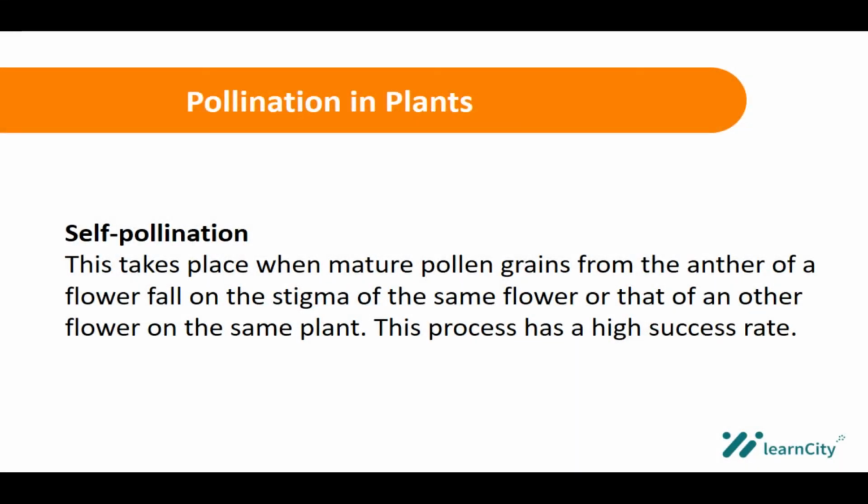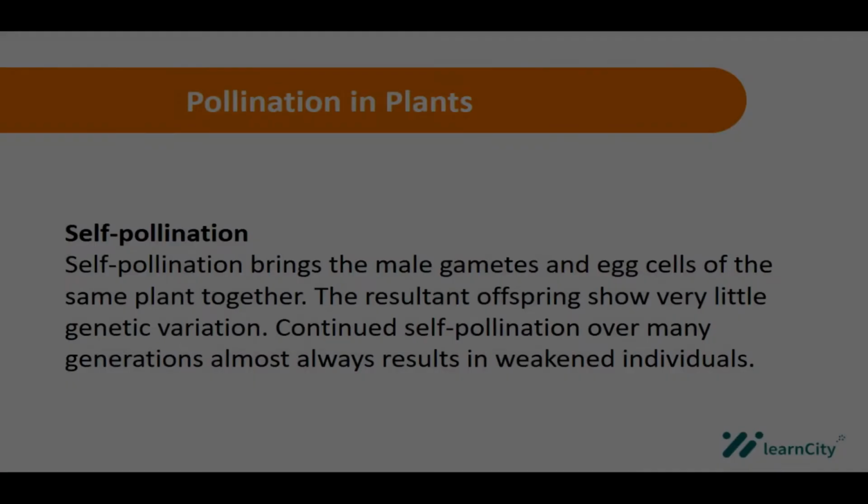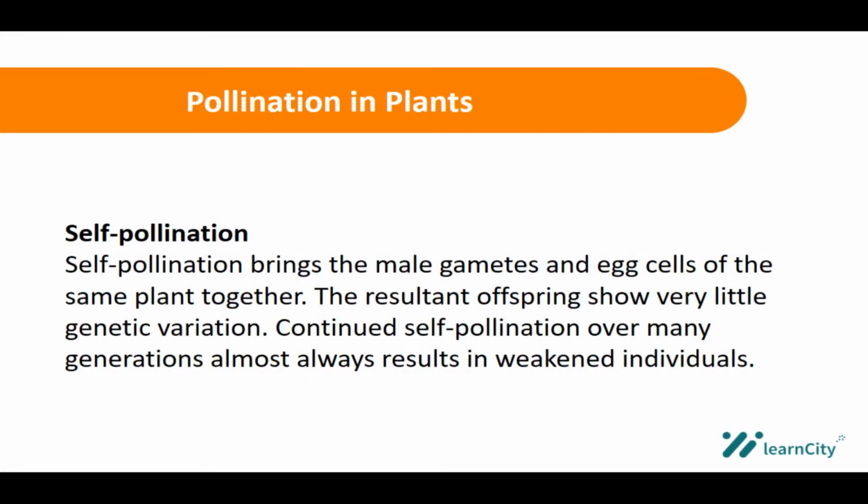We'll start with self-pollination. Self-pollination takes place when the pollen grains from the anther of a flower fall on the stigma of the same flower or that of another flower on the same plant. Now, this process has a high success rate. Self-pollination brings the gametes and egg cells of the same plant together. So, whether it's on the same flower or another flower on the plant, self-pollination always involves one plant.